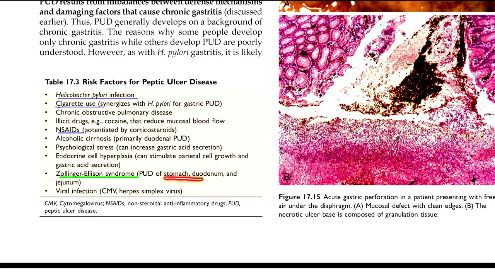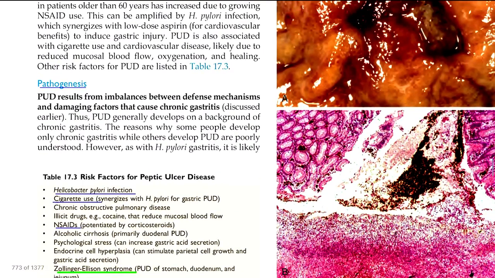It is the PUD of stomach, duodenum and jejunum. It is a complex case. This is so important. Now I'm talking about the pathogenesis. We have already said there are 2 things: one is the defense mechanism, and the other is the damaging factor. We have already mentioned these things.